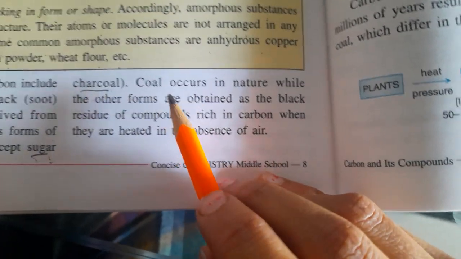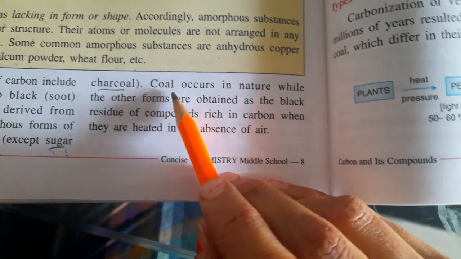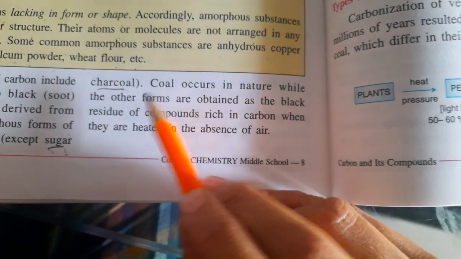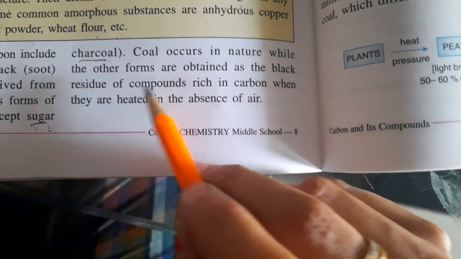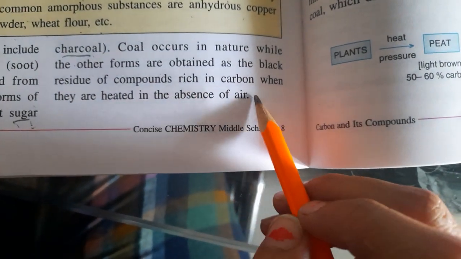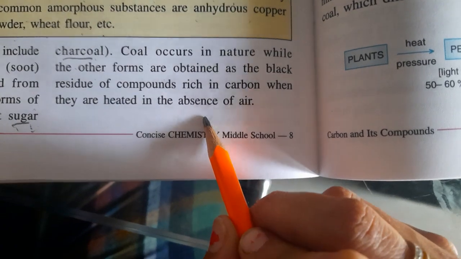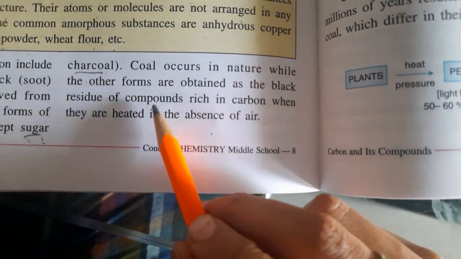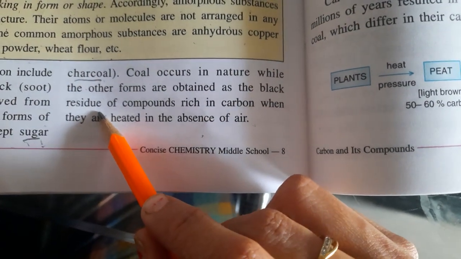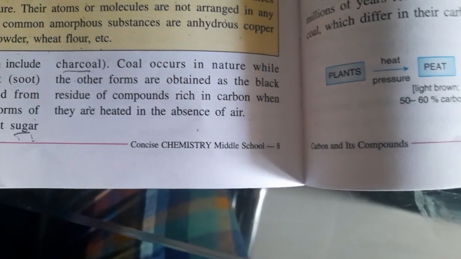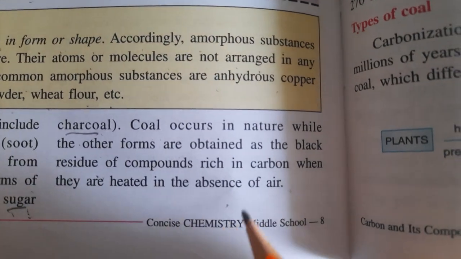Impurities are present. Now coal occurs in nature, while the other forms are obtained as the black residue of compounds rich in carbon when they are heated in the absence of air. What is the meaning of black residue of the compound? Black residue means black colored powder.